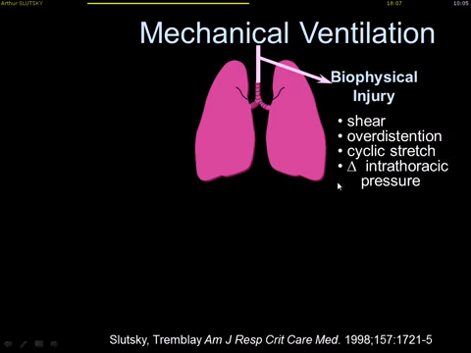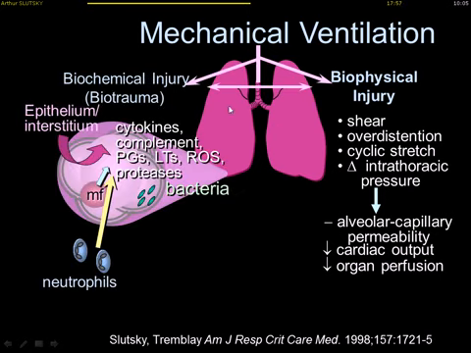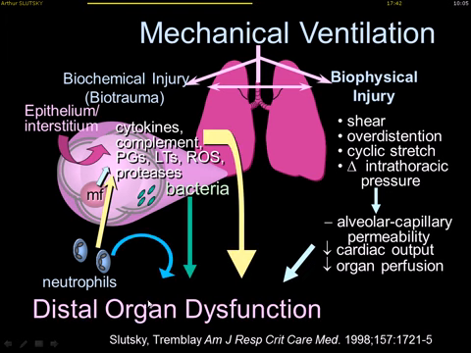We've known for many years that it can cause biophysical injury. It can lead to increased alveolar capillary permeability, effects on cardiac output, things that have been known for 50-plus years. We also know that it can lead to more subtle injury, biochemical injury, biotrauma, with release of mediators in the lung. This can recruit neutrophils to the lung, release more mediators. These mediators can potentially get into the systemic circulation, lead to distal organ dysfunction, and potentially be the reason why patients with ARDS and others die.